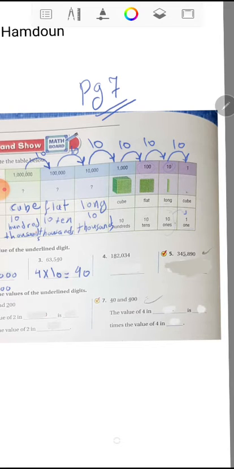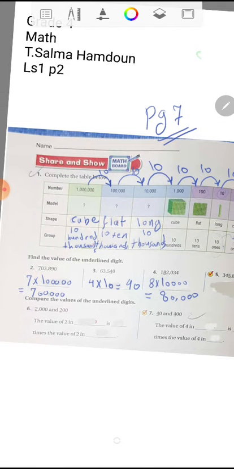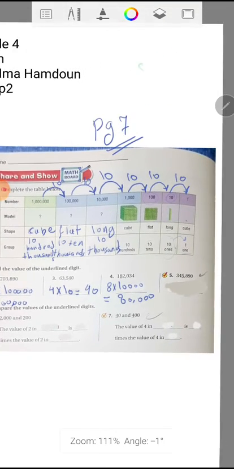Number 4. To find the value of this number, you will multiply the number by this number in the 10,000 digit. So you have to multiply the number by 10,000. Okay, so the answer will be 80,000. You have to put this comma here, here and here, to separate between the periods.